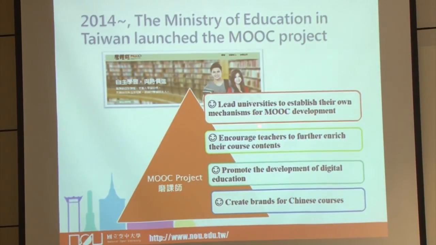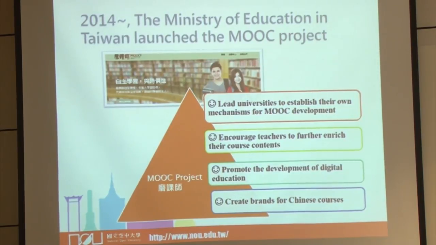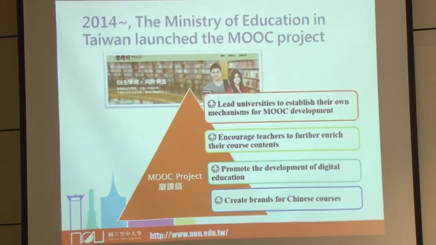lead universities to establish their own mechanism for MOOCs development and encourage teachers to further enrich their course content and to promote the development of digital education. And finally, we want to create brands for Chinese courses.